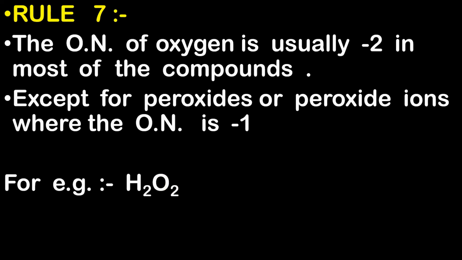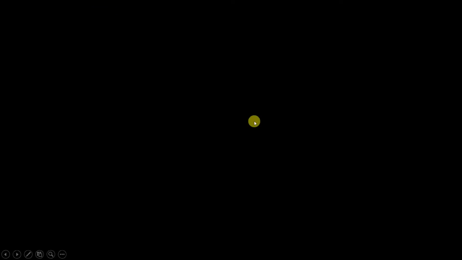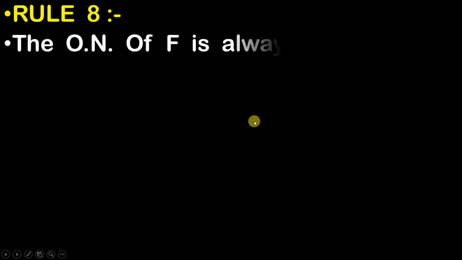Now moving on to rule number 8. Rule number 8 states that the oxidation number of a fluorine atom is always minus 1. Why? Because fluorine is the most electronegative element known up till now. So the oxidation number of fluorine is always going to be minus 1, whether it be in any compound or any molecule of fluorine.